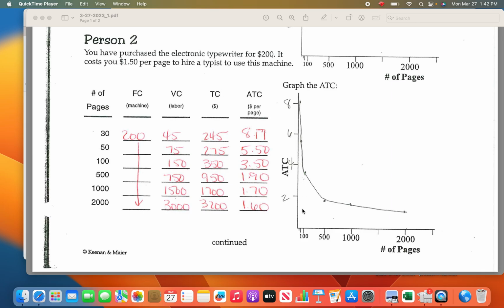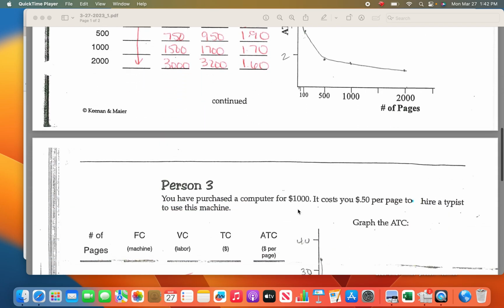It's $5.50. For 100 copies, it's $3.50, then $1.90, $1.70, and $1.60. So the more we type and the more we can split this fixed cost on more and more of an output, our per unit cost goes down.